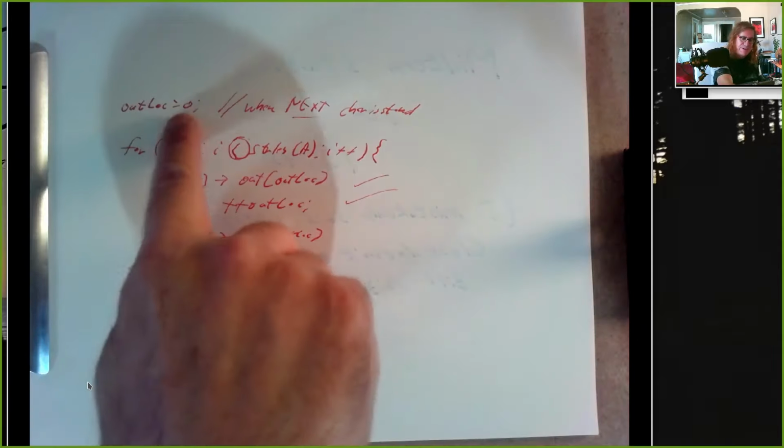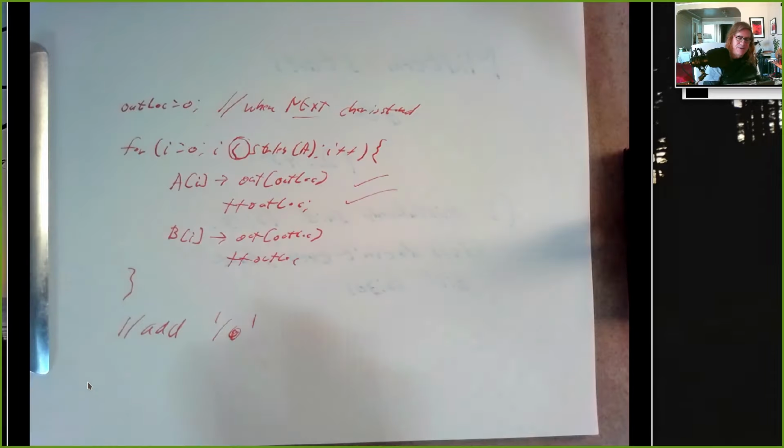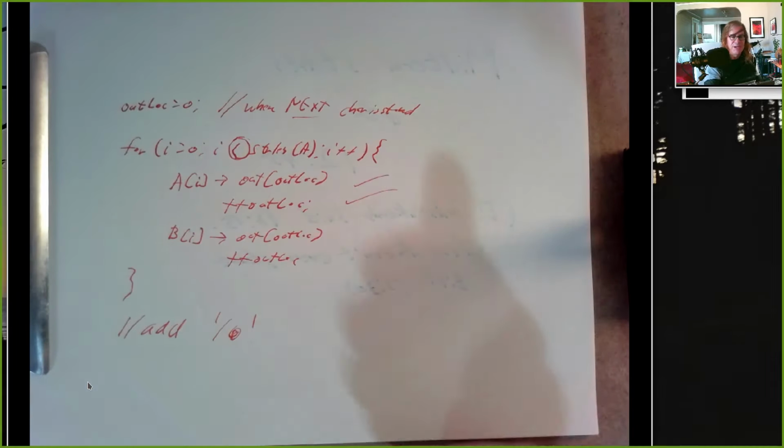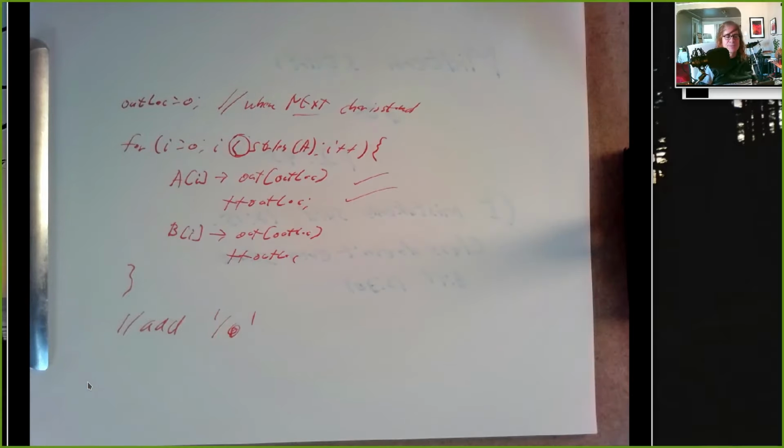So I'm thinking of outlook as always where the next character is going to be stored. So when I finish my loop, outlook shows me where the next character will be stored. That's where I'll plunk down the null terminator. And then you should be good to go.